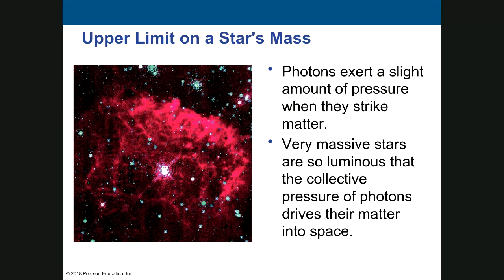So we've talked about how large the largest stars are, but there is a physical limit, and what I mean by that is a mechanism that prevents stars from exceeding an overall largest mass. All right? So photons exert a slight amount of pressure when they strike matter, and very massive stars are so luminous that the collective pressure of photons drives their matter into space.